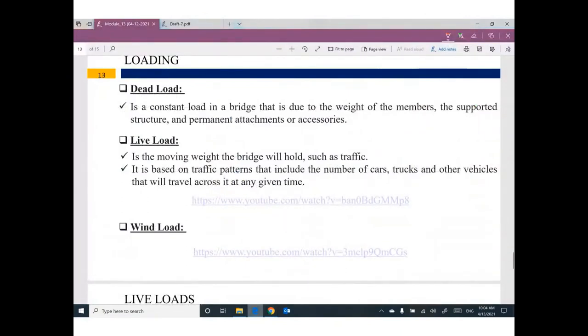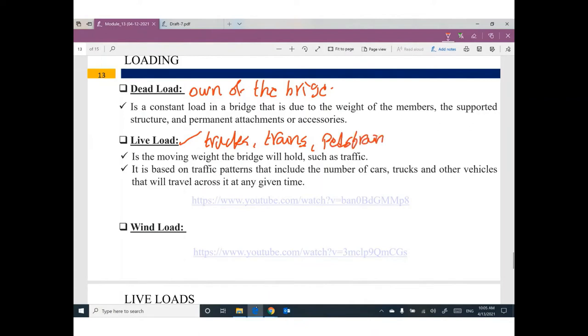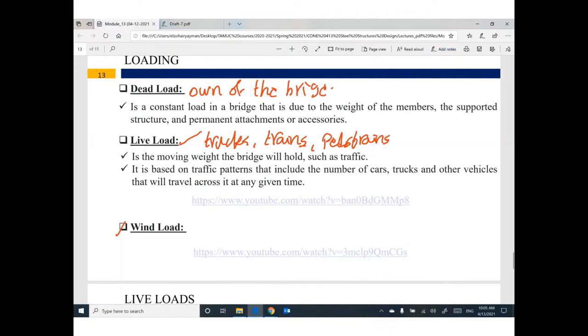We have dead load, and everybody knows that the dead load is the own weight of the bridge. We have live load, and this live load from trucks or trains or pedestrians. And we have wind load. So one of you will say, hey, the wind load, do you think the wind load is critical? Let me show you a video regarding the live load first.